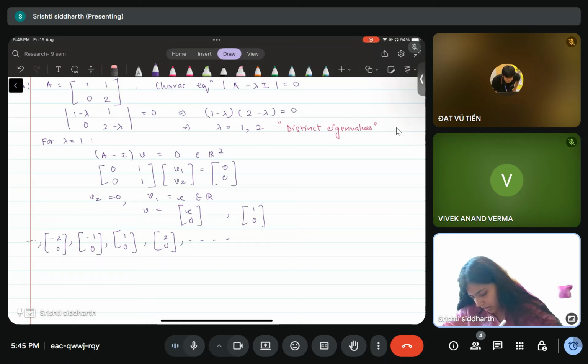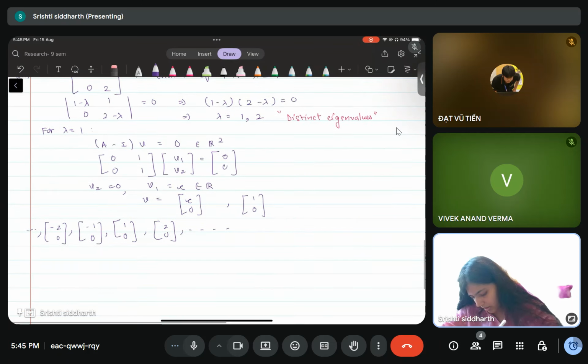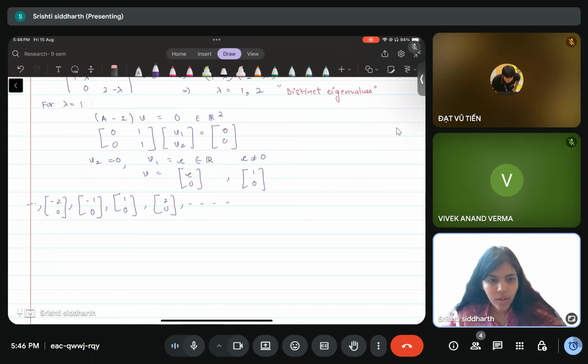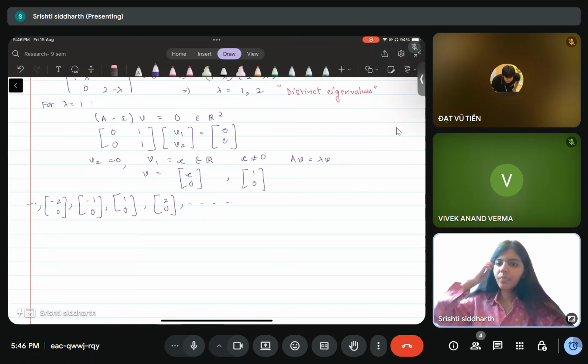These are all eigenvectors corresponding to lambda equals 1. So note that you cannot put c equals 0, so c should be non-zero. So a non-zero vector that satisfies this equation, right? So v cannot be a zero vector.